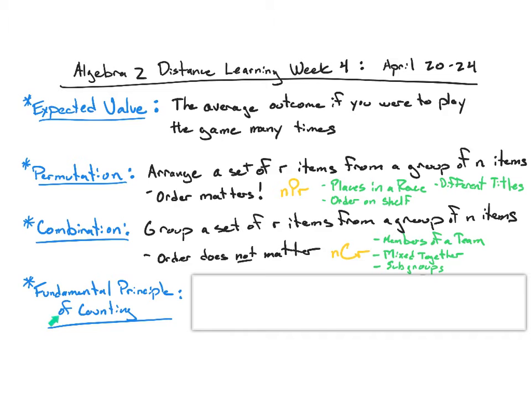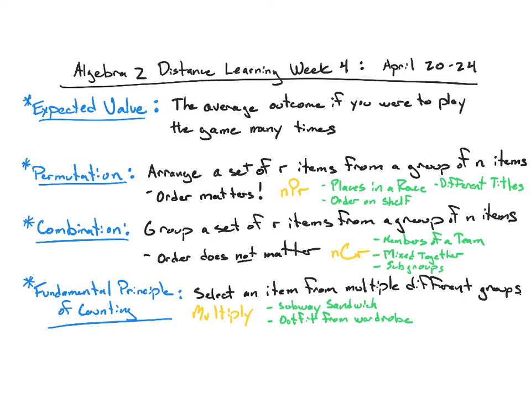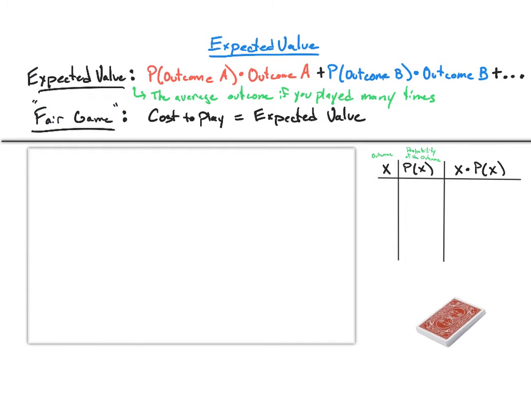Finally, you have the fundamental principle of counting, which is when you have an item from different groups. So you select an item from multiple different groups. It's like a Subway sandwich. You can choose a crust, a meat, a cheese, and veggies. Or an outfit: you have one t-shirt, one sweatshirt, one pair of sweatpants, etc. And then you just multiply all those things.